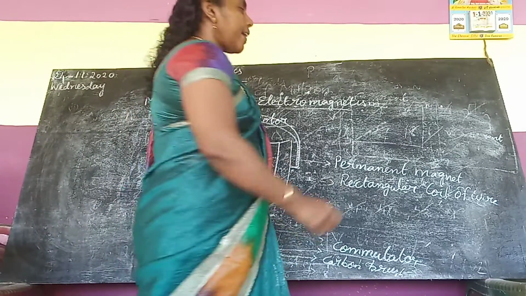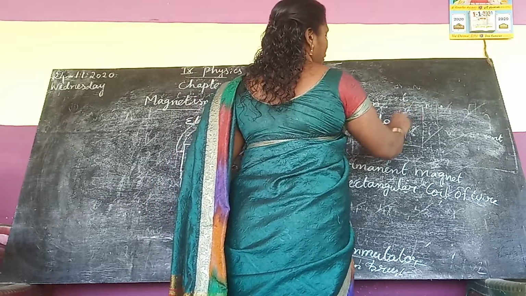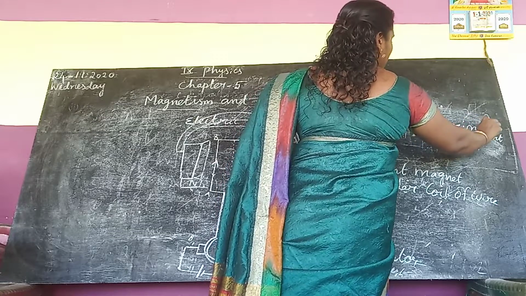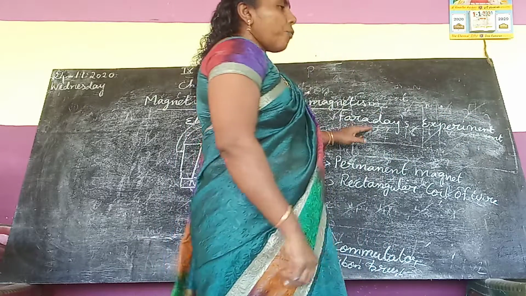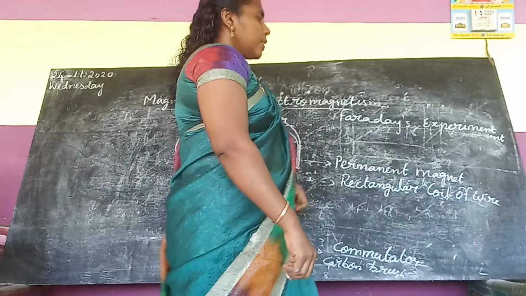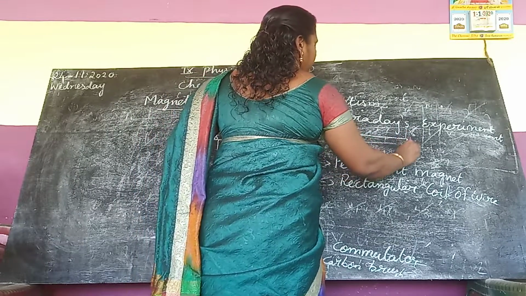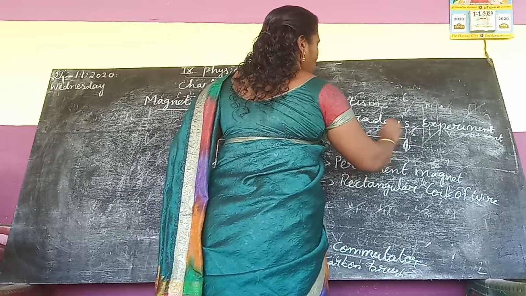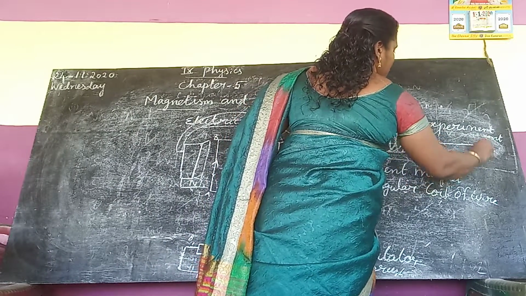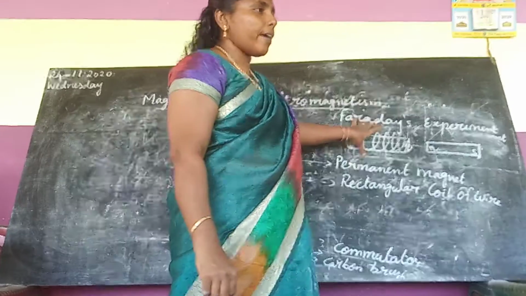Next one is Faraday's experiment. In Faraday's experiment you have to learn electromagnetic induction. See, electromagnetic induction means, suppose this is the coil of wire, and here a magnet is there, the north pole or south pole. There is a coil of wire and a magnet.